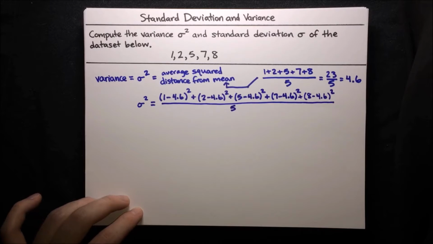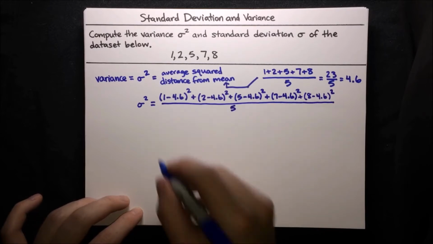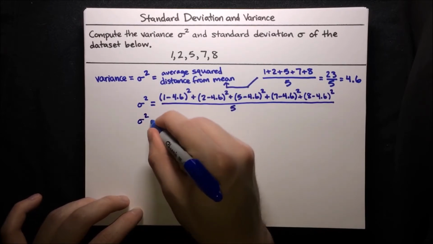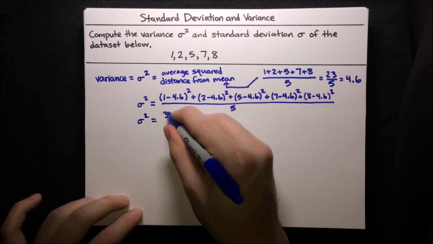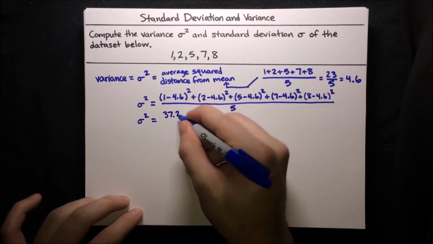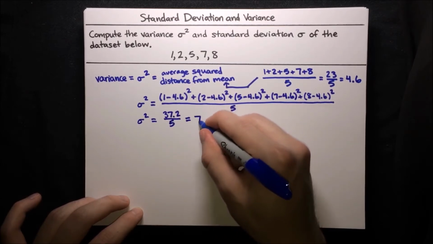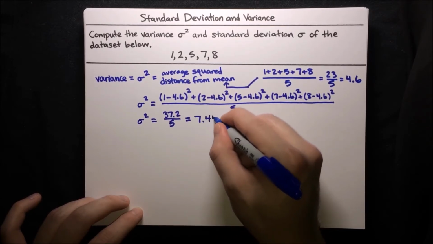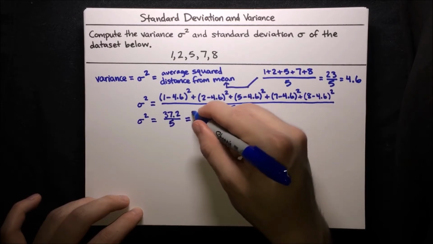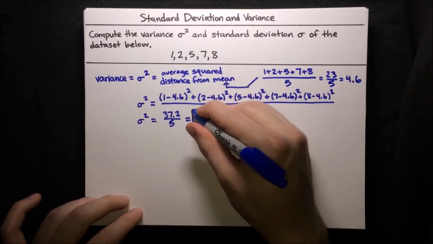Okay, so we just put this into our calculator, we calculate it, and the result for the numerator, we get 37.2, and that's over 5, and that divides to 7.44. So there is our variance, 7.44.